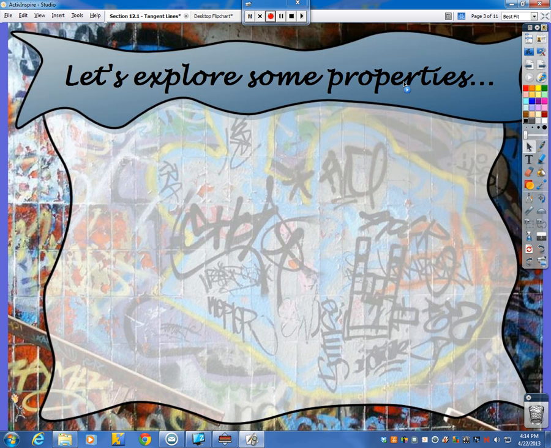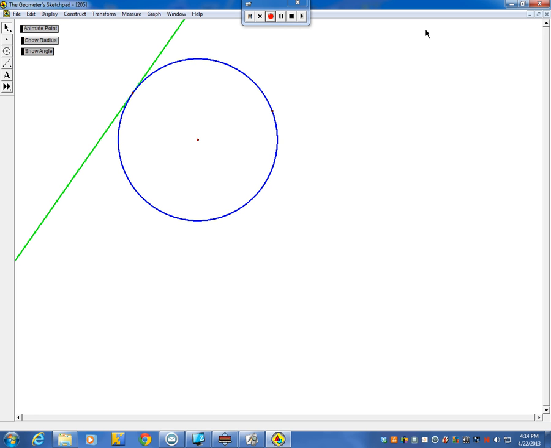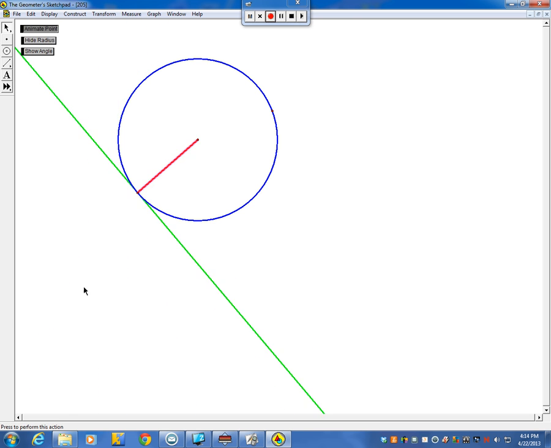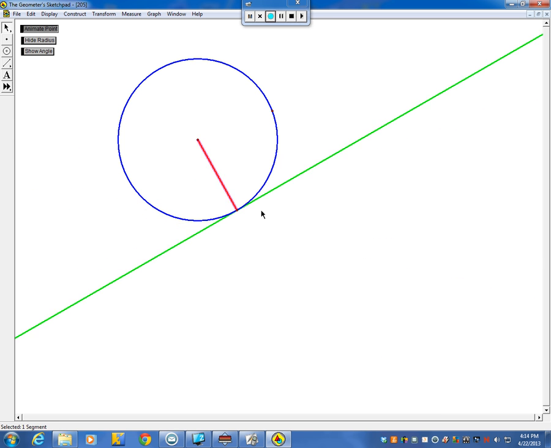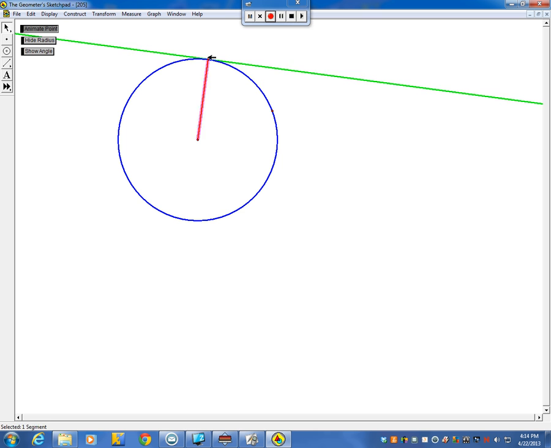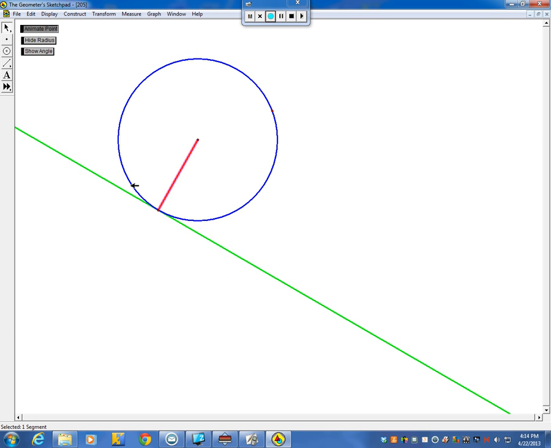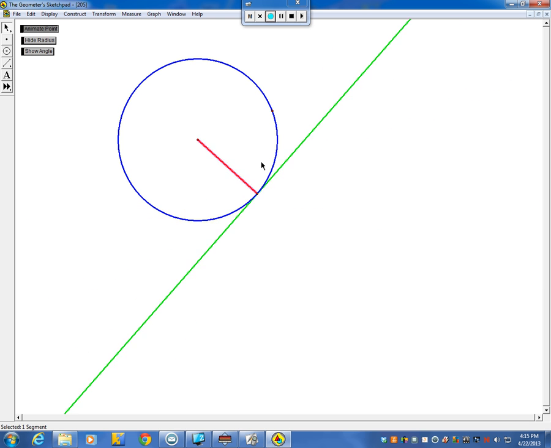Now, some properties of a tangent in a circle. I've got on your notes, what do you think is special about a tangent line and the radius? So notice, as this thing is spinning around, this thing is a tangent line. It's always connected at that one point right there. And here's the radius. What sort of relationship does it look like exists between a radius and a tangent?